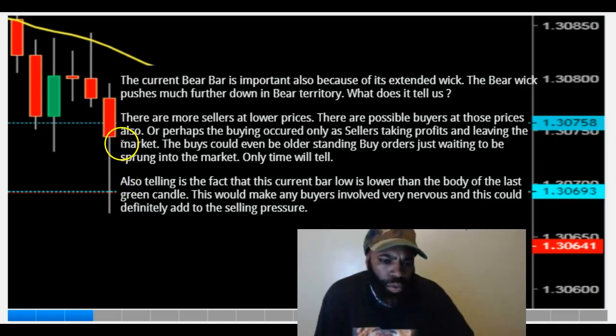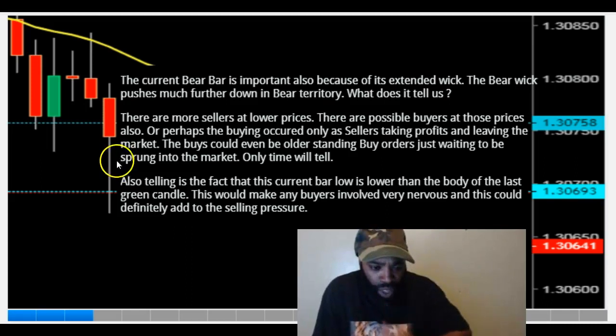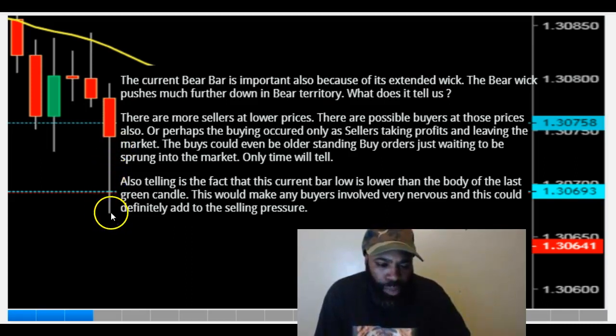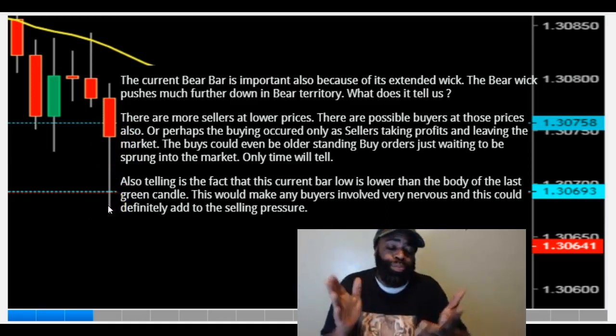So the extended wick is interesting because it extends all the way down into deep bear territory, right? So all the way down here, we know that is bears down here. This is a seller's area, right? Because it's going down. Very simple. There are a lot more sellers at these prices. We know there are sellers down here because the price was able to move down there.